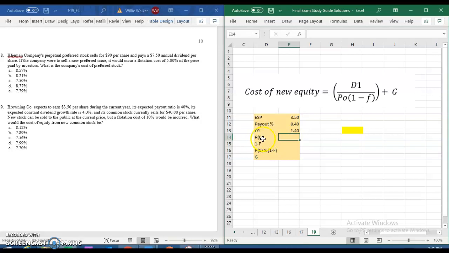The price at 0 we're given, and it's $40. Then 1 minus the flotation cost. This is going to be important for the lower half, or the denominator, of this particular equation. So 1 minus our flotation cost of 10%. I'm just going to put an equal sign in front of this.